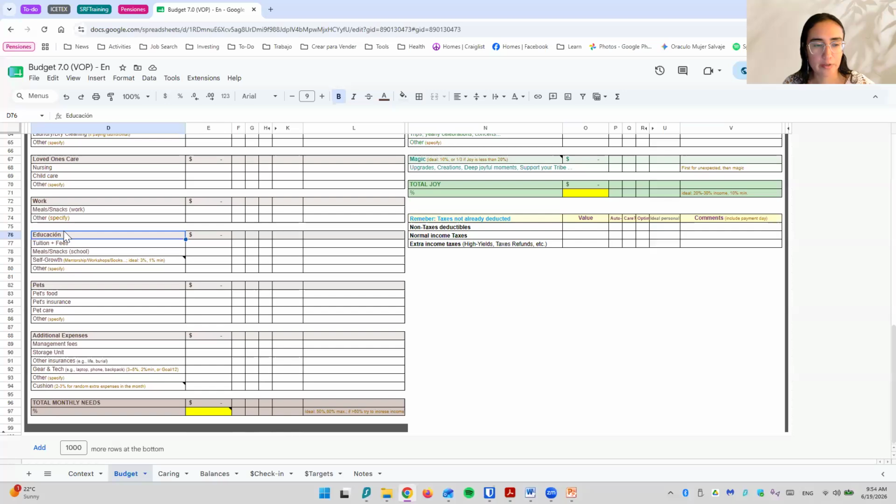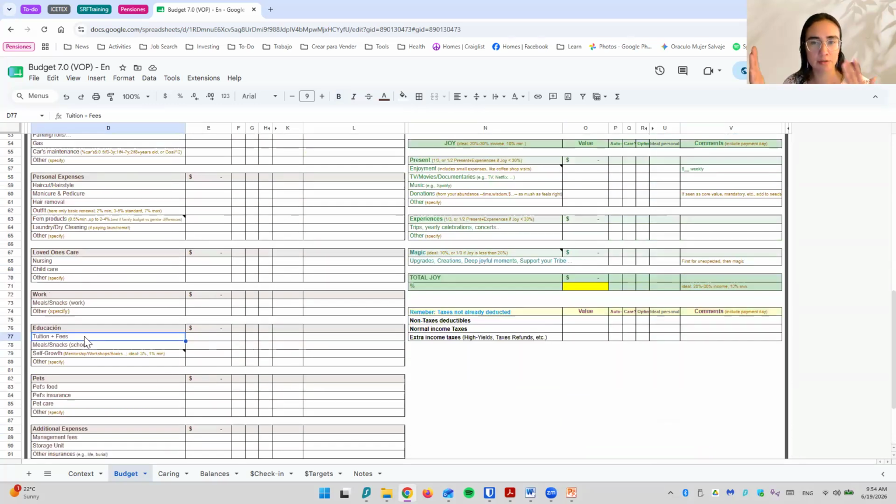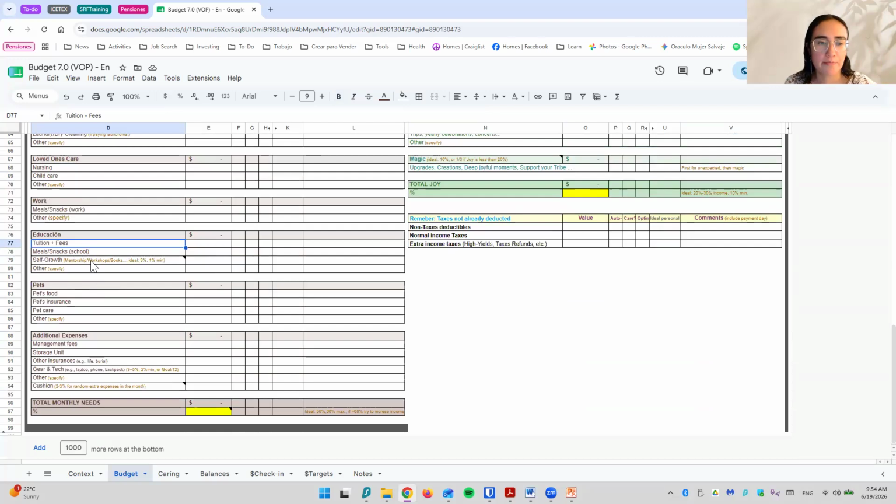In education, if you have to pay tuition, for instance, you can start saving for those things. You can either work on it in the savings area or you can work it here, depending on how it's better for you. That's the choice you will have to make, depending also on how much it is and how much it represents, and whether you can handle it as a need or if you really need to put it as a saving for specific goals that we will see in detail later.